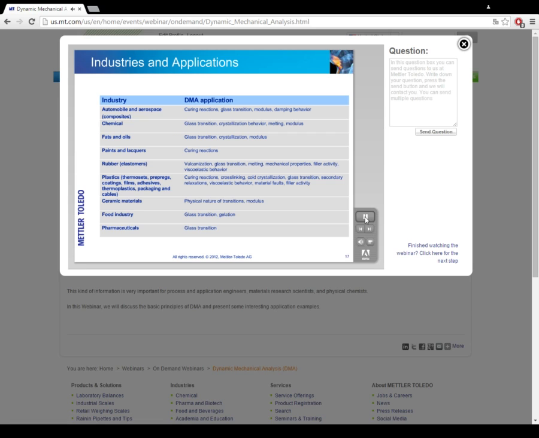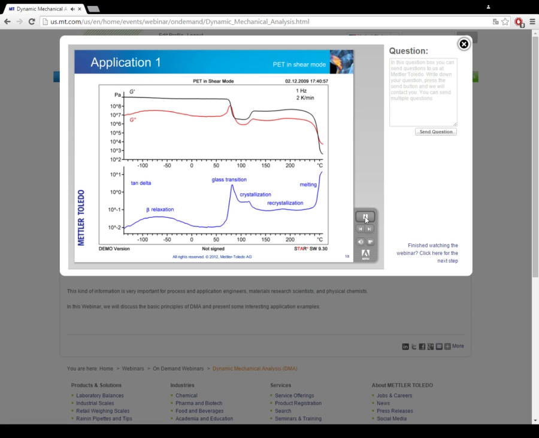I would now like to present several different application examples that demonstrate the analytical power and versatility of the DMA technique. This application presents the results of a shear measurement of a sample of PET that had been heated and then cooled very quickly beforehand. It shows that the instrument can measure the mechanical behavior of the thermoplastic material from the hard sample through to the molten state in just one single measurement.